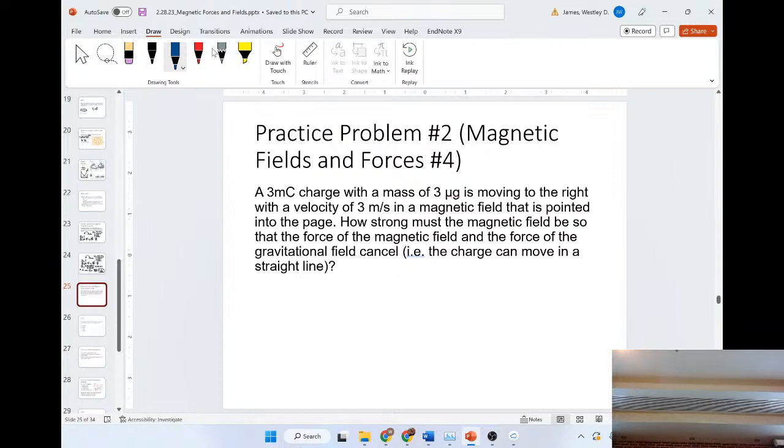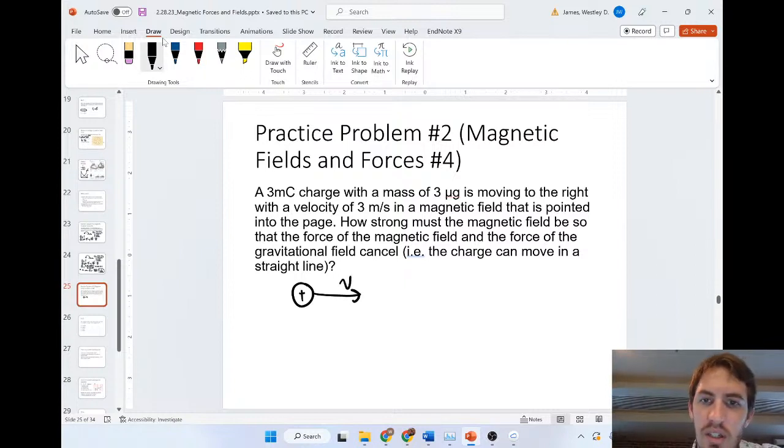This is a more involved problem. It's nice, we get to draw a free body diagram. Yay, free body diagrams. Throwback to physics 1. So, we have our charge. Looks like it's a positive charge moving to the right. And it's got a mass, we'll write that down later. Moving with a velocity of 3 meters per second. And it's in a magnetic field that's pointed into the page.